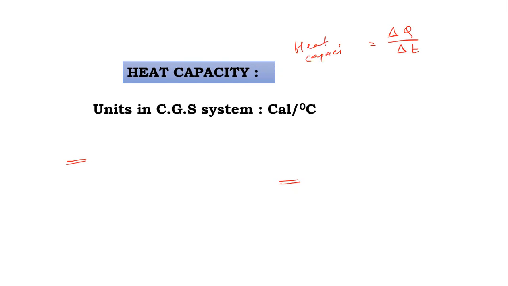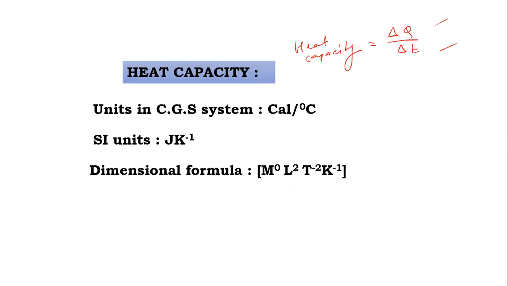Then we can write its CGS and SI unit. CGS unit: unit of Q, calorie; unit of temperature, degree Celsius. SI unit: joule per Kelvin or joule Kelvin raised to -1.